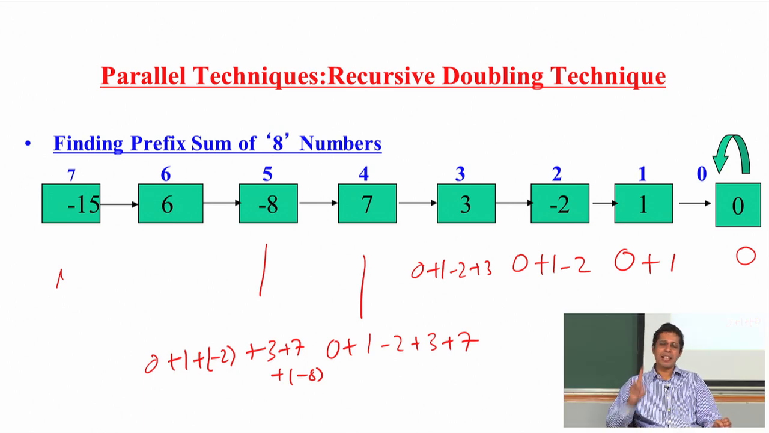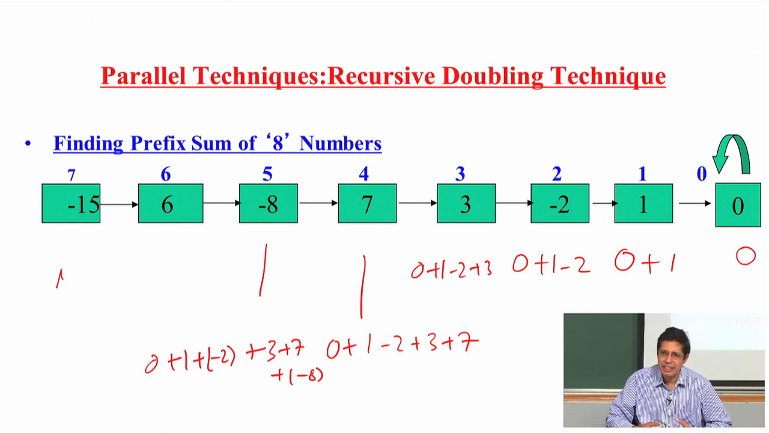How much time will it take? Assuming addition takes 1 unit of time, how much time will this take to get these results? Assume this is an array. How much time will it take? 7 units of time, right.